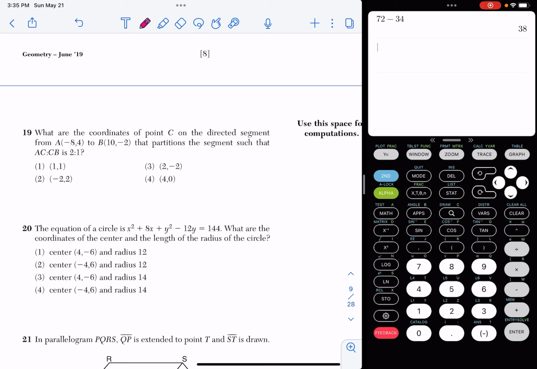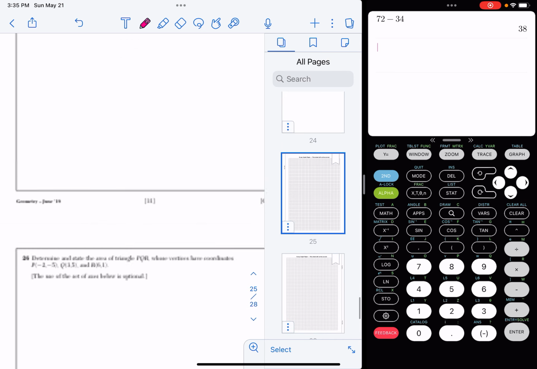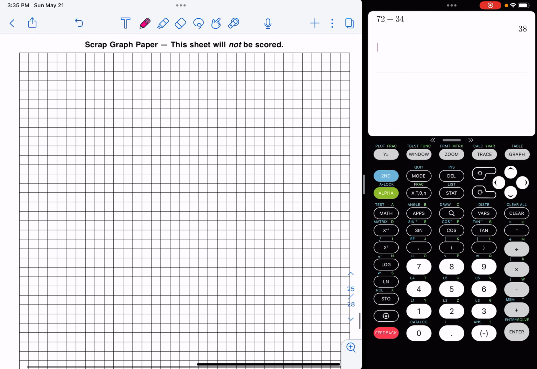What are the coordinates of point C on directed line segment from -8, 4 to 10, -2? That partitions the segment such that they give us a 2-to-1 ratio. So what I would do when I see this question is, if you are not given graph paper next to it, which we're not here, I would go right to your graph paper in the back of your Regents book. You're gonna have to scroll a little, or flip the pages a little. I'm going to scroll on my iPad here. And the Regents scrap graph paper does not have axes, so just draw some in. Use nice straight lines to do this. And I'll adjust that a little.